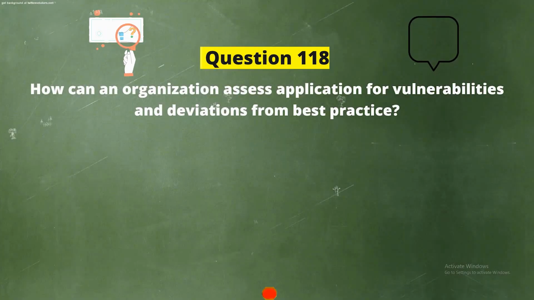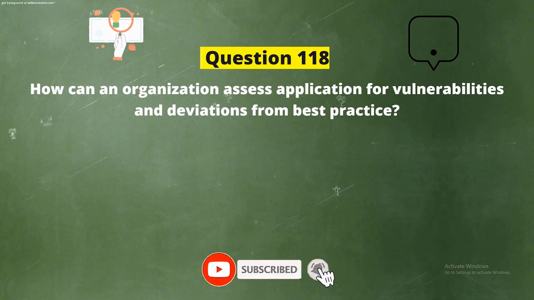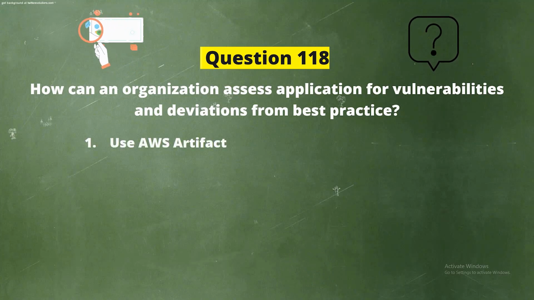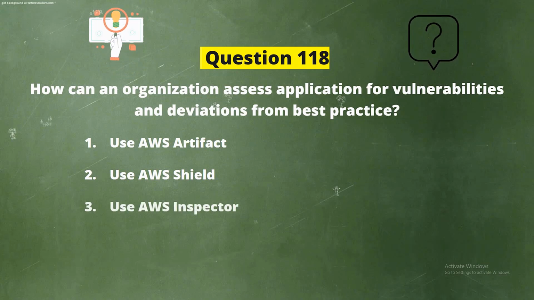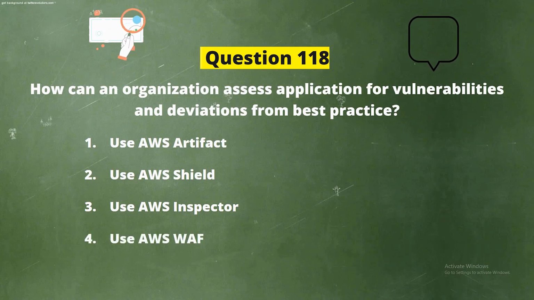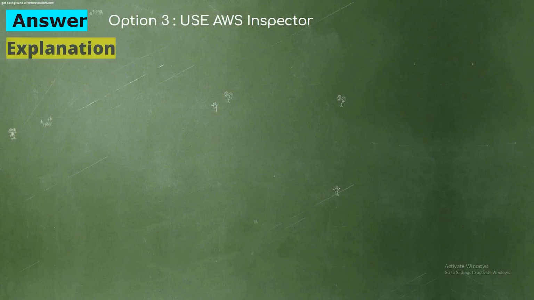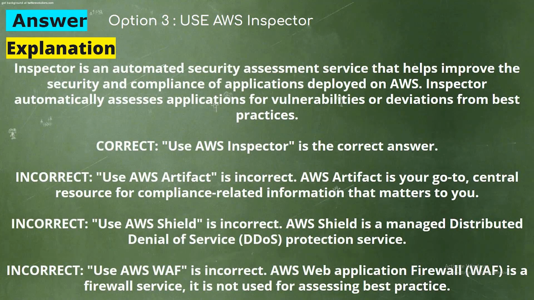Next question. How can an organization assess applications for vulnerabilities and deviations from best practice? And the options are: Option 1. Use AWS Artifact. Option 2. Use AWS Shield. Option 3. Use Amazon Inspector. Option 4. Use AWS WAF. And the correct answer is Option 3. Use Amazon Inspector. Explanation. Inspector is an automated security assessment service that helps improve the security and compliance of applications deployed on AWS.